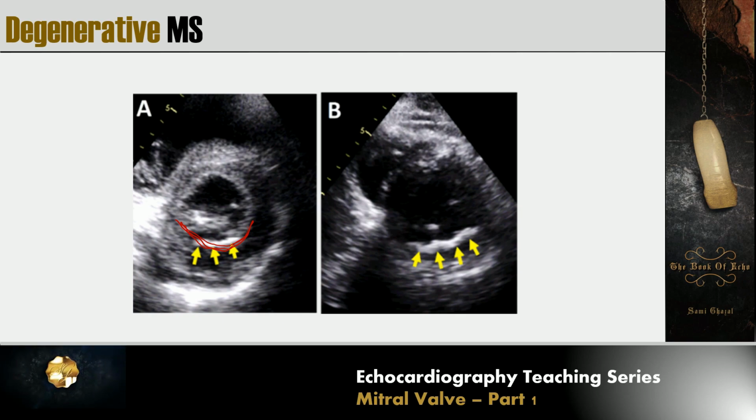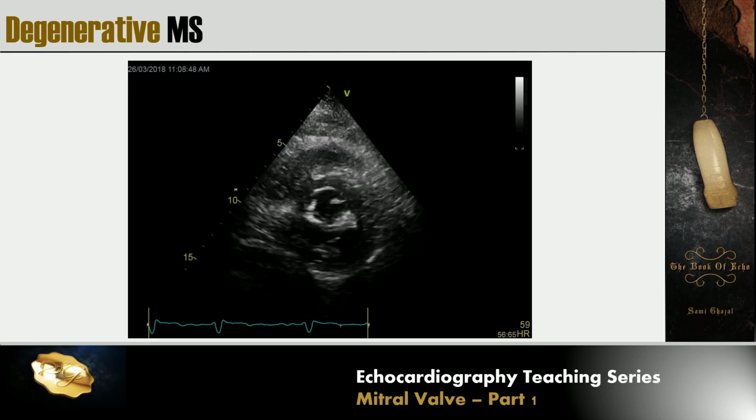In this example here, we will have moderate, and in the other example on the right side here, it will be severe because it's more than 2/3 of the posterior mitral annulus.